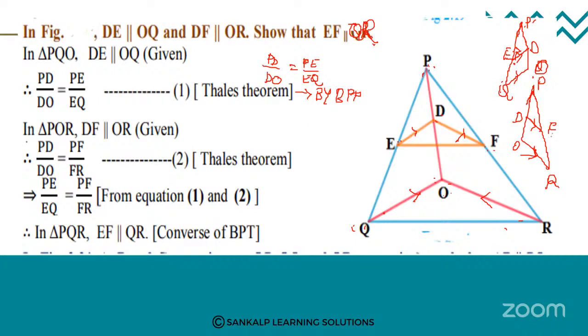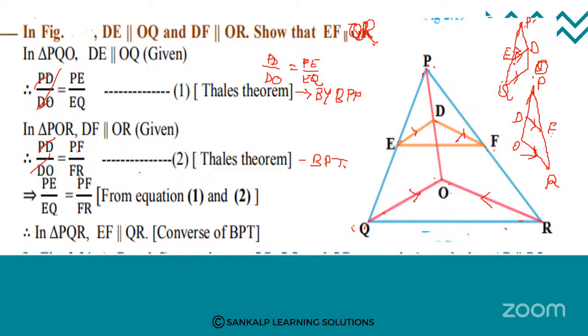So, PD divided by DQ is equal to PF divided by FR. Call this as equation number 2. This is also by BPT. Okay. Now, PD divided by DQ and PD divided by DQ, these two will get cancelled. What you will get, PE divided by EQ is equal to PF divided by FR, right? PE divided by EQ is equal to PF divided by FR from equation 1 and 2.